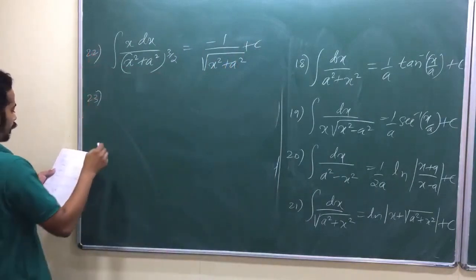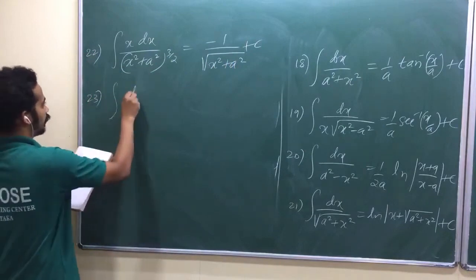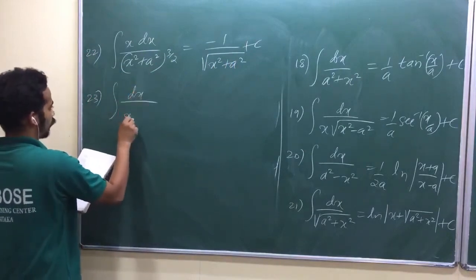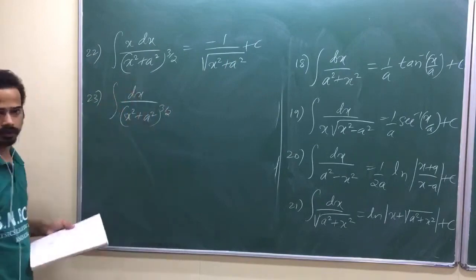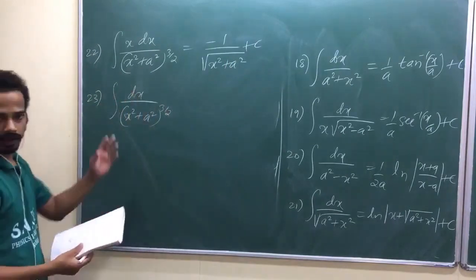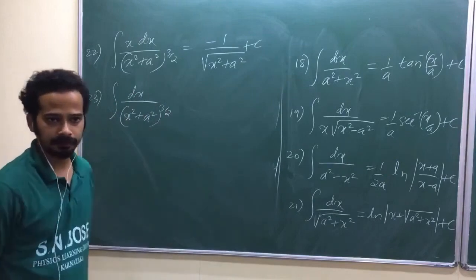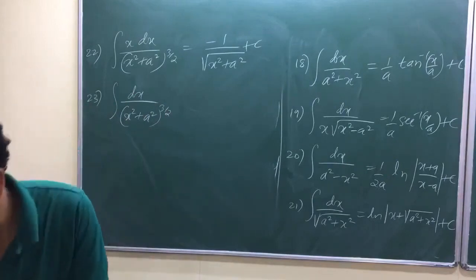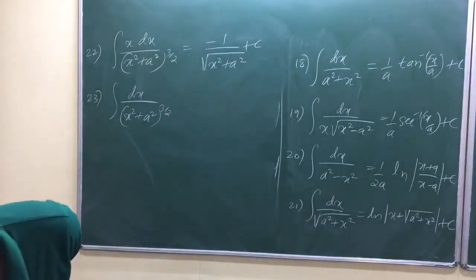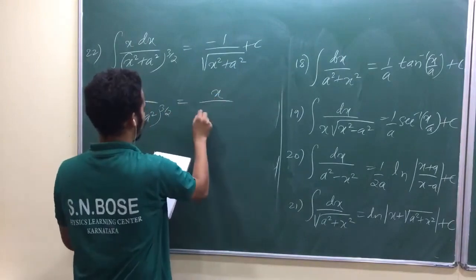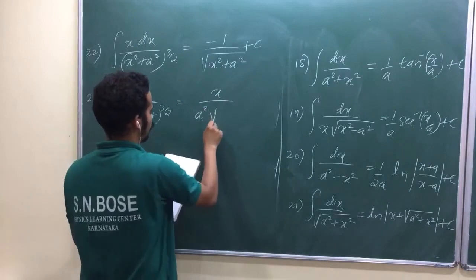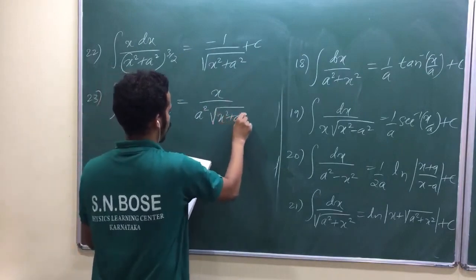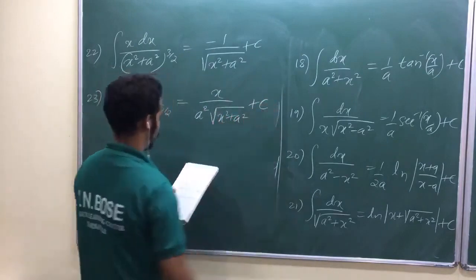So similarly, integral of dx whole divided by x square plus a square whole power 3 by 2. Again, x equal to a tan theta is the substitution. Let me do that problem, if possible. So this is equal to x by a square root of x square plus a square, plus c. Am I right? So we shall do this problem.